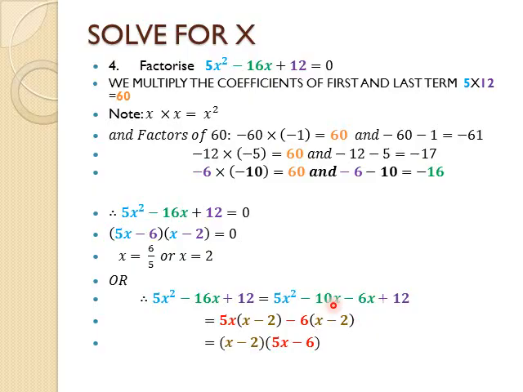So for 5x squared and 10x, if I take common factor there, it would be 5x. 5x squared divided by 5x gives me x. Negative 10x divided by 5x would give me negative 2. For these two, if I take out negative 6 as a common factor, negative 6x divided by negative 6 gives me x. 12 divided by negative 6 would give me negative 2. Now x minus 2 and x minus 2 is a common factor, so I take that out, and I'm left with 5x minus 6. So you see there, that and that is the same, so my answer would be the same. So hope you follow, you understand.